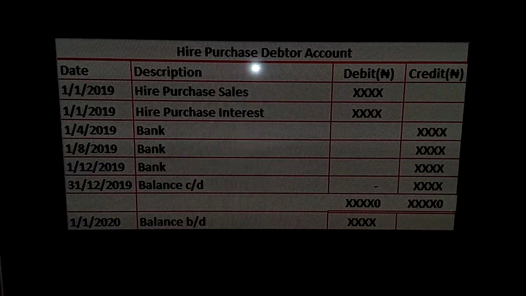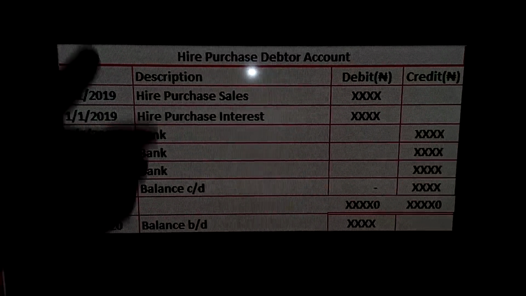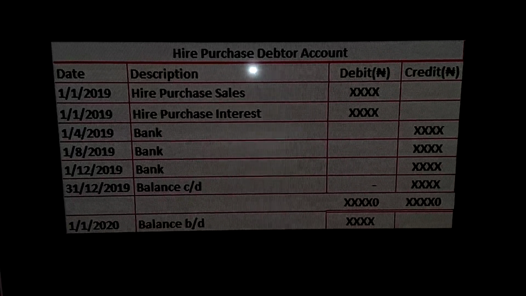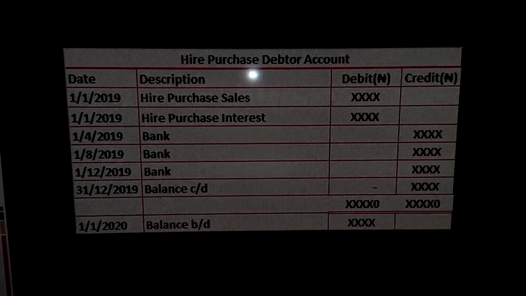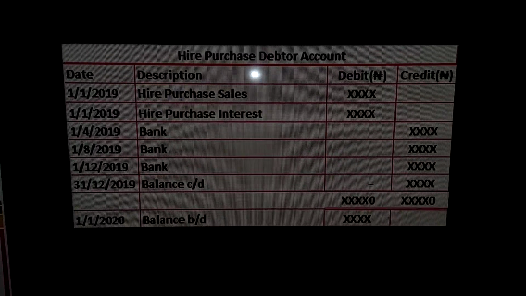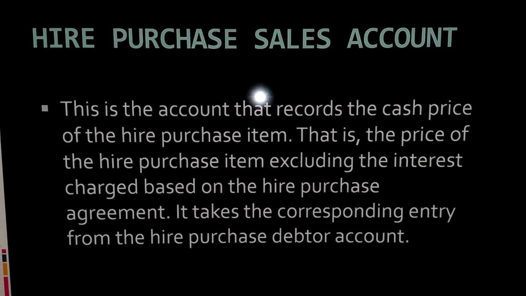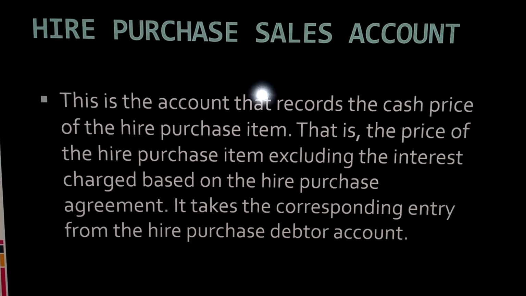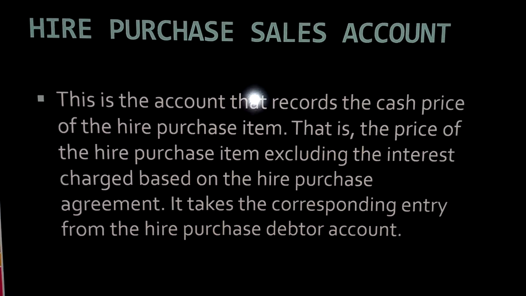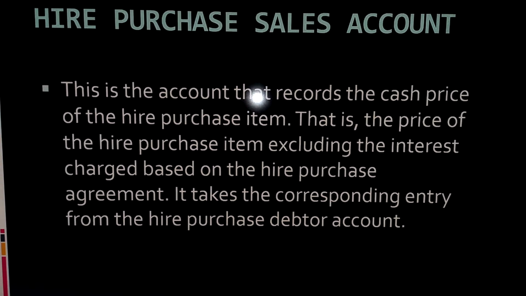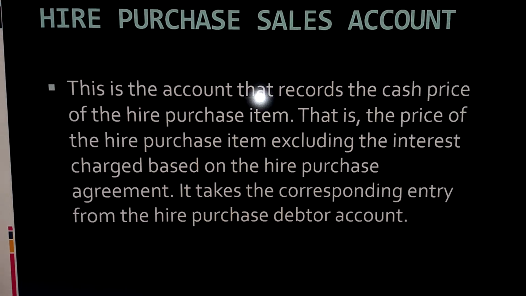Okay, and then as the debtor pays, you credit him to reduce it. Whatever balance is left unpaid, you carry to the following year. This is double entry, debit and credit. So if you already followed my class on double entry, this should not be an issue. So this is the sale account that takes record of the hire purchase item sold. Basically the corresponding entry from the debtor account for the sales made on the hire purchase item is entered in the hire purchase sales account.